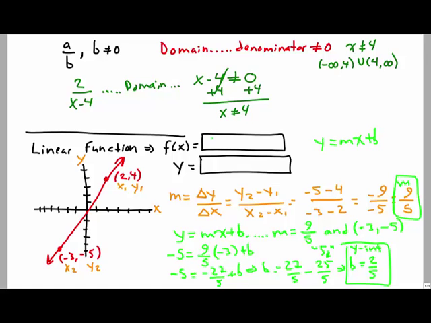So m was slope, that's my 9/5, x plus b, which is 2/5. And so this is my slope-intercept form, this is my y-intercept, and of course 9/5 is my slope. I'm sure you've done a lot of these when you're working through algebra, so that's just a little bit of a review.